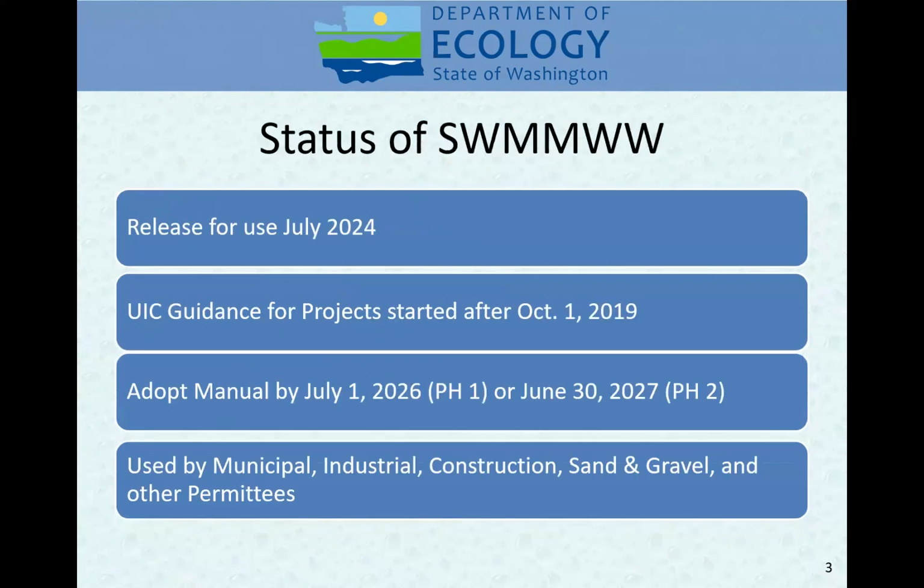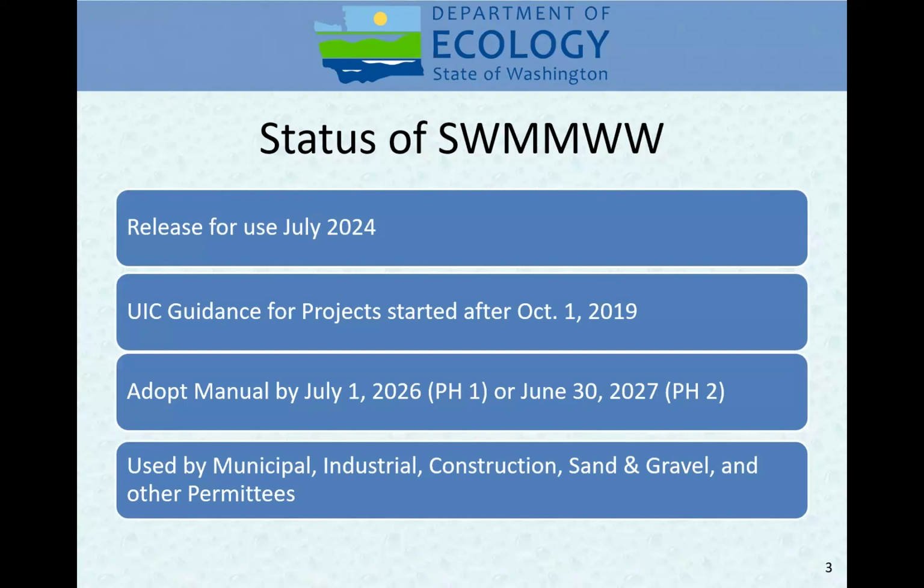So let's start talking about the 2024 manual, the status of the 2024 manual. We released it in July of 2024. So it is in effect right now for those whose ordinances state that they need to use the latest version of the Stormwater Manual. This is the latest version of the Stormwater Manual. Different jurisdictions have different ordinances. Some say use the latest version, and some say use the 2019, and they need to get the ordinance changed to reflect the 2024 version of the manual.